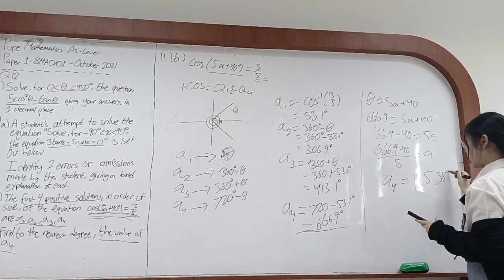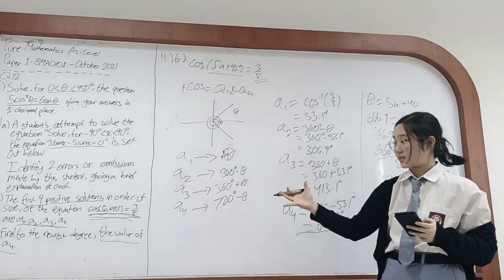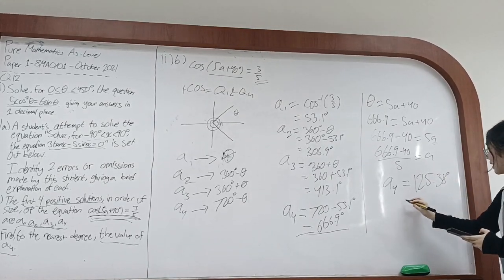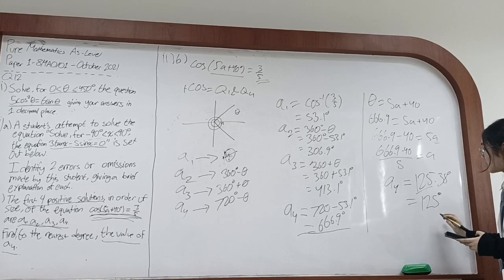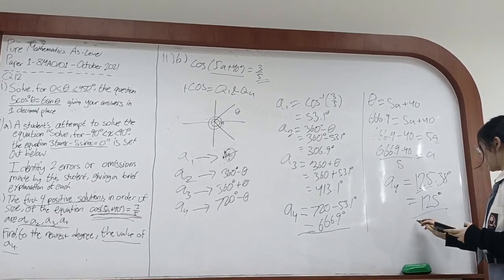125.38. But hold on, the question is asking us to find the nearest degree. So because of that, let's just round it to the whole number or the degree. So it will be 125 degrees. So this is the value of A4.